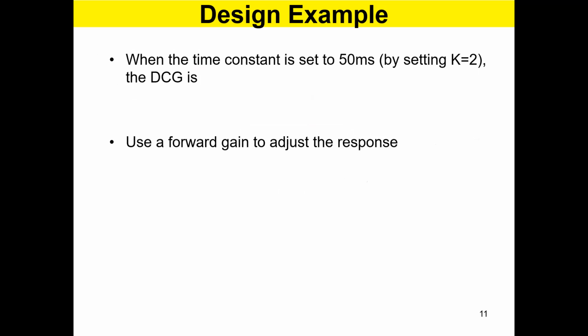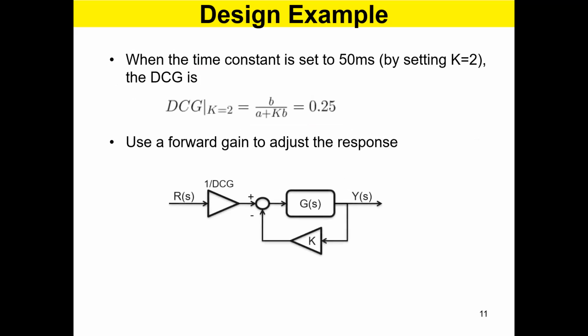So what I do is, I first calculate what the gain is now. After setting k equals 2, what is the DC gain? You just calculate it. DC gain is equal to B over A plus KB. I had the equation earlier. That is 0.25. So now I have a 50 millisecond time constant and also 25% DC gain.